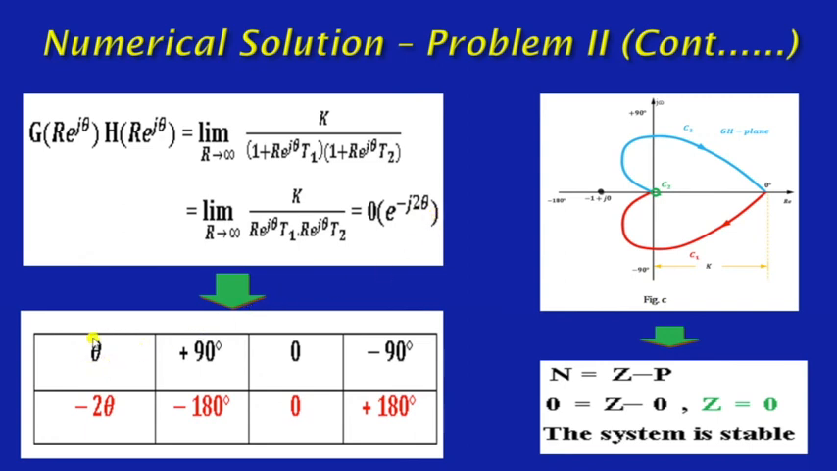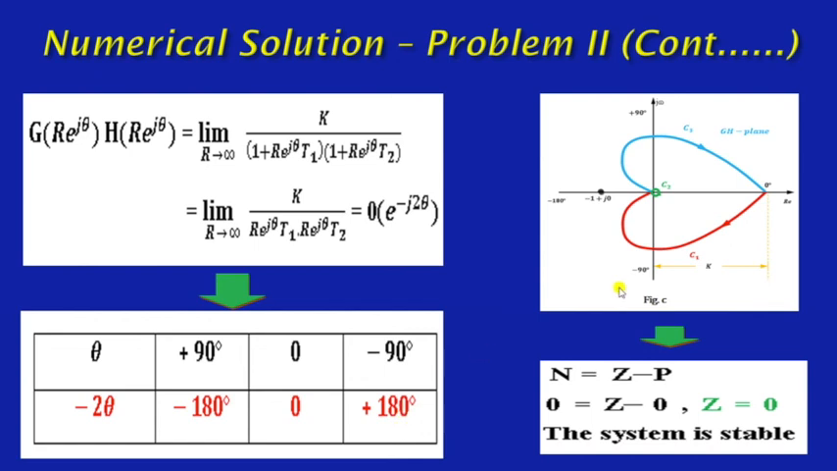Then write down theta, always we know, from plus 90 through 0 to minus 90. This is the general form, and from this equation we get theta equal to minus 2 theta. So write down minus 2 theta. That means 90 into minus 2, that means minus 180. And put here 0, that means 0. And 2 into minus 90, minus minus plus, so this is plus 180.